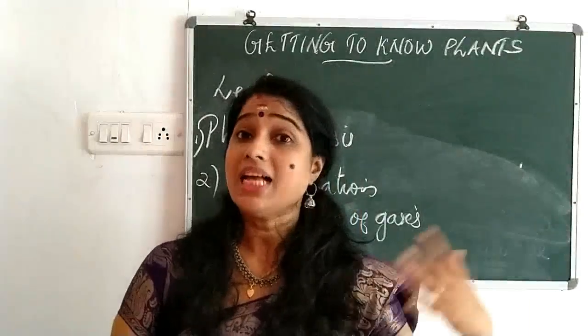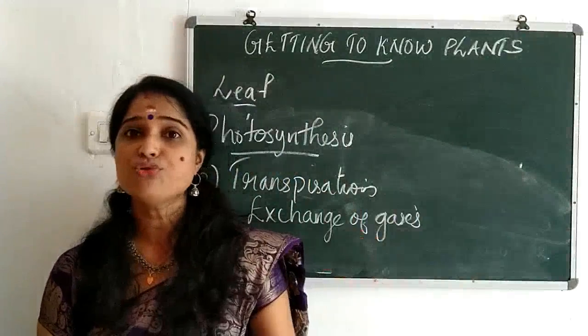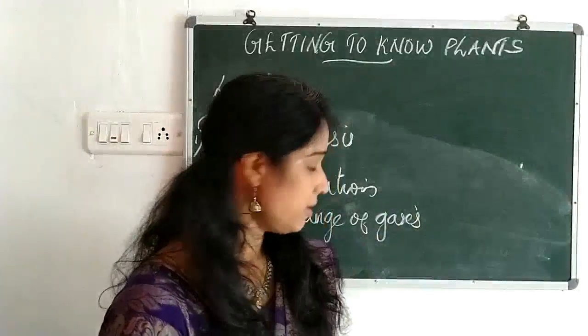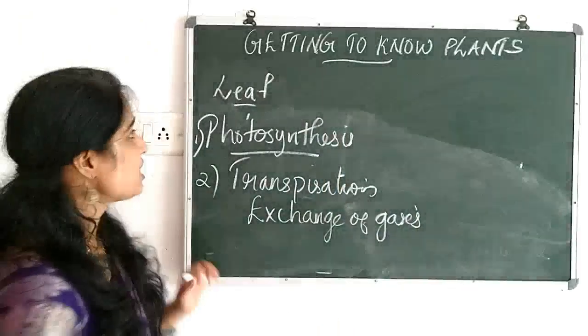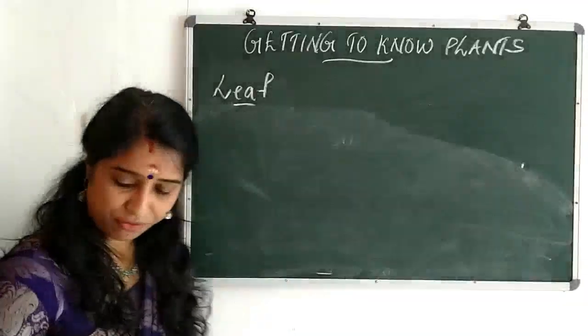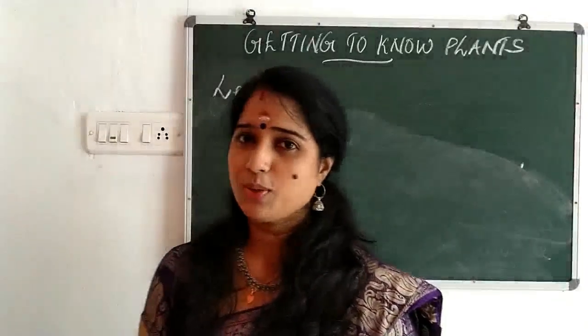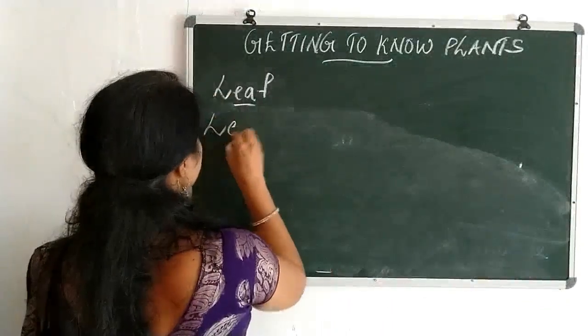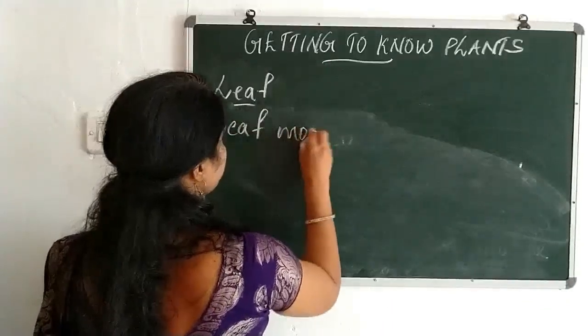Okay. So as we discussed about the stem and the root, this leaf also has some extra functions. Leaf also has got what? Some extra functions. And for performing those extra functions, the leaf should undergo, yes, modification. That is leaf modification.